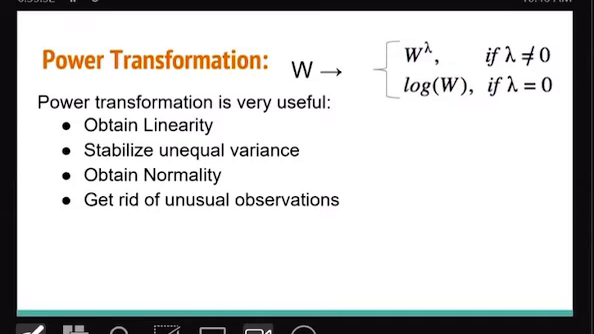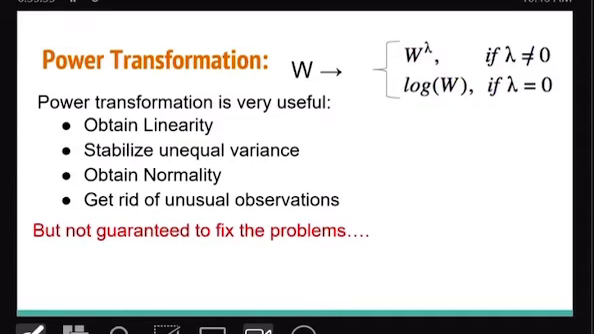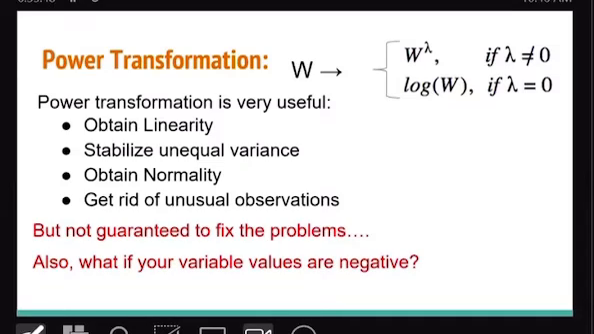But let me tell you this. It is not guaranteed to fix problems. And that's why the story continues. Okay, no guarantee. Also, what if your variable values are negative? Can we log a negative? We have to think of something else. And that is why in the future, we're going to talk about Box-Cox transformation. There's a lot of advanced transformation in this course. Does that make sense? Statistics is like a story, right? A story that goes on and on and on.